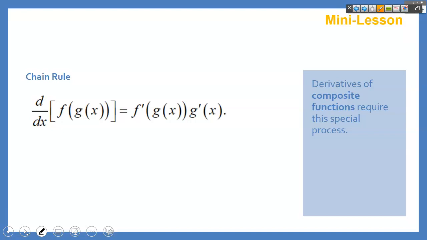The chain rule pops up with tables. We're going to look at tables. A lot more tables. Chain rule pops up with tables.